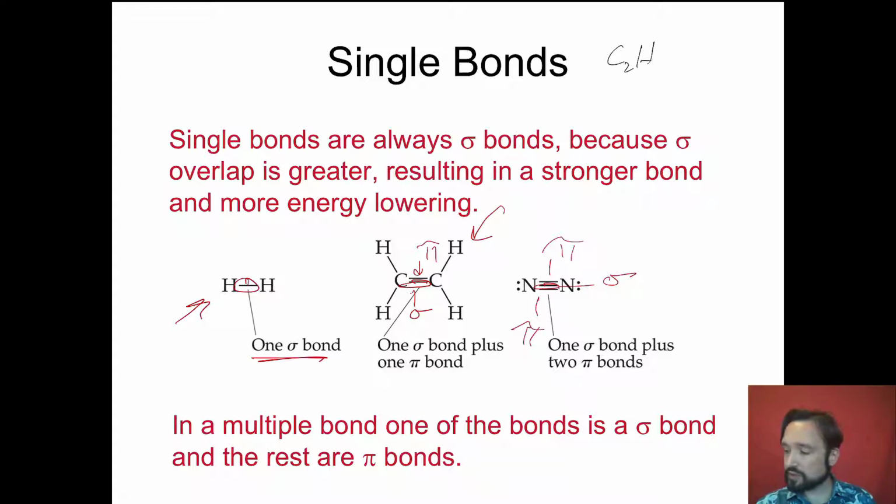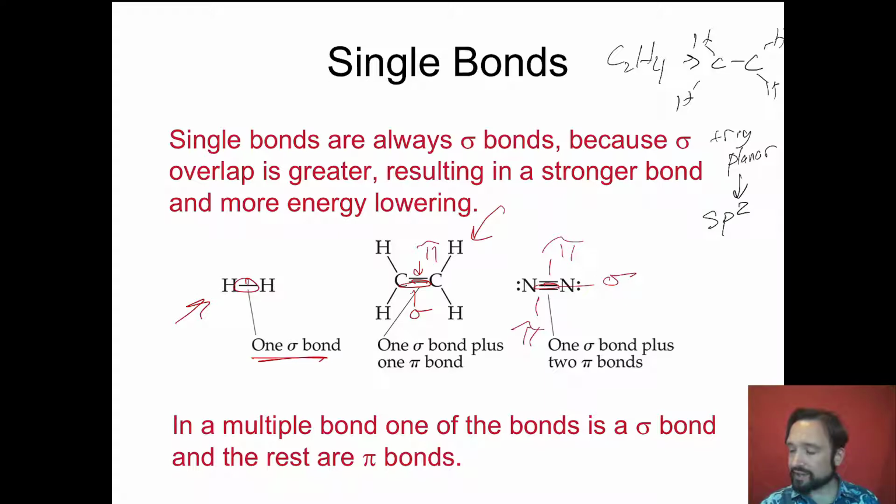C2H4, right? I've got my carbon, my hydrogens. What's my geometry here? It's trigonal planar. What's my hybridization? It's sp2. What's left over after I hybridize everything? Well, I've used up my s orbital and two of my p orbitals, and I have one extra p orbital. What does the p orbital do? The p orbital forms that pi bond.